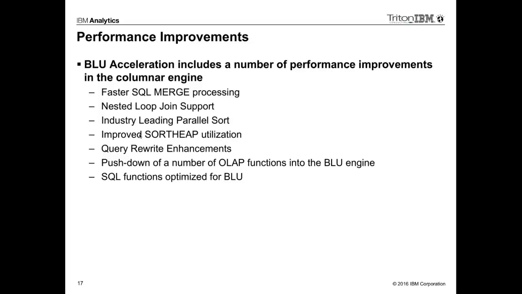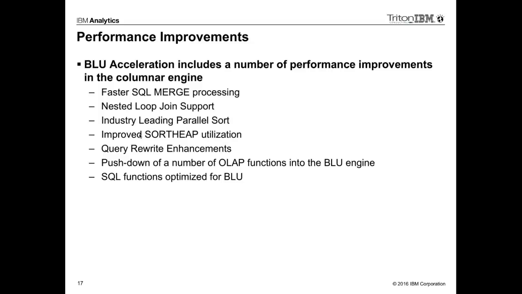We changed our parallel sort. It's called a radix sort, which they tell me is the best in the industry, and I don't know how these people keep finding new sort algorithms, but they do. And that by itself has made a substantial improvement in performance. Better sort heap utilization, that's basically internals, how we use the sort space. Less situations where we run out of memory for sorting.